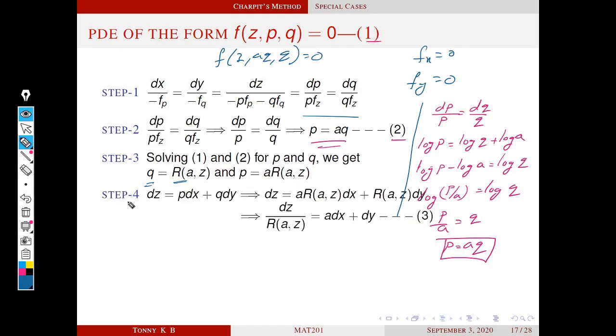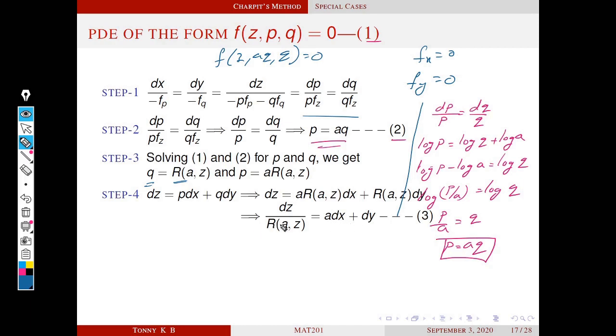Step 4. Substitute p and q in this total derivative. Then we get dz equal to a into r of a z dx plus r of a z dy. This r is known. Here this r of a z is common, so take outside and cross multiply. Then we get dz by r of a z equal to a dx plus dy. Now this is variable separable form.